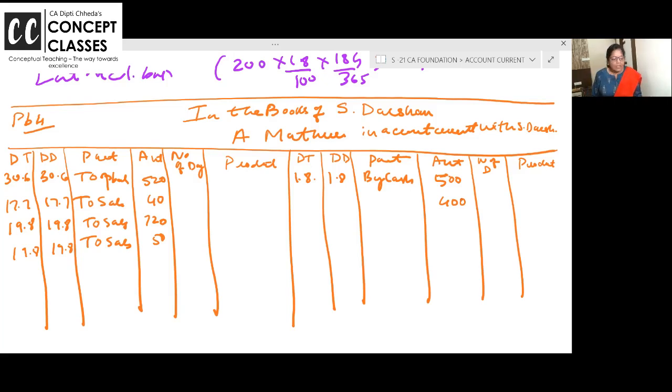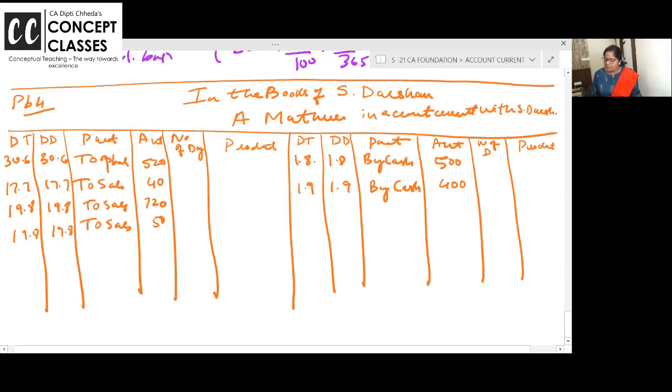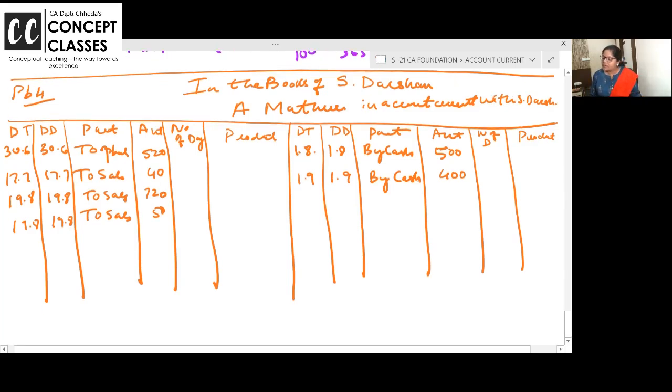All right. So where we were, sale. One more sale is done. Now 400 rupees cash is received. 1st of September. Cash is received. Next.